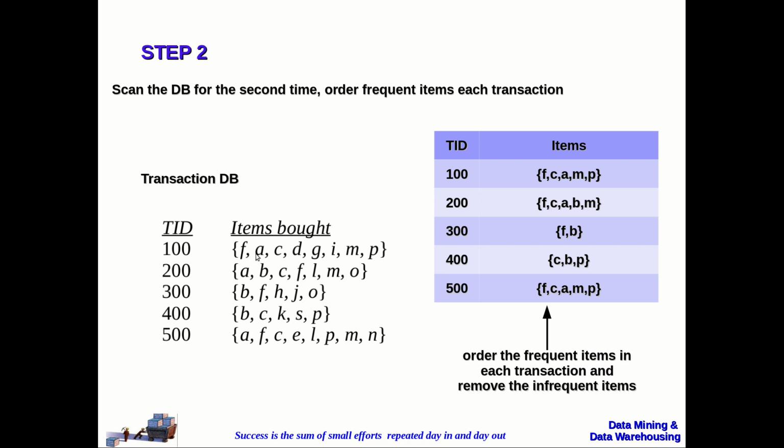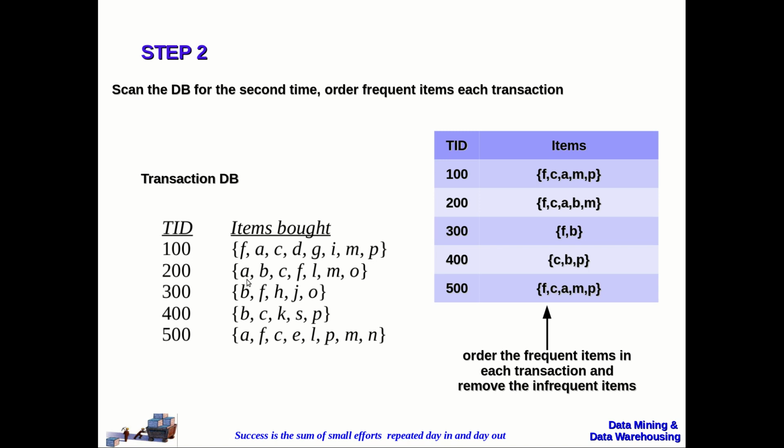So you consider F, A, C. D is not considered, this is ignored. G is ignored. I is also ignored. M, P are considered. Now we have F, A, C, M, P. But we are going to write these in the descending order of the frequency count. So instead of FAC, we write it like FCAMP.